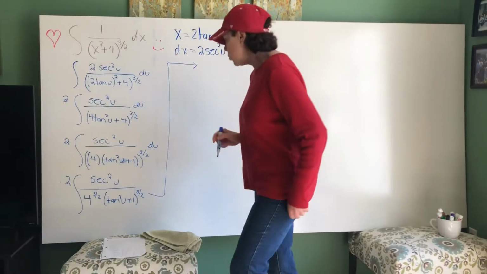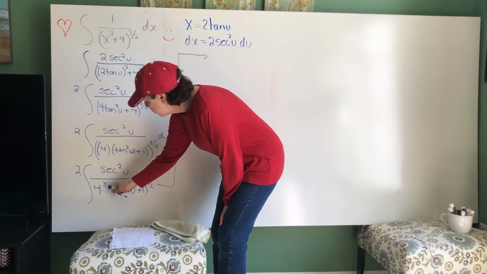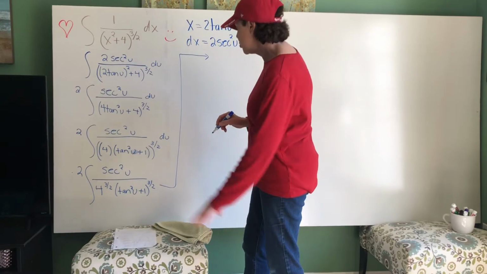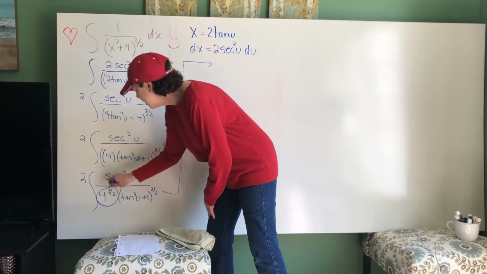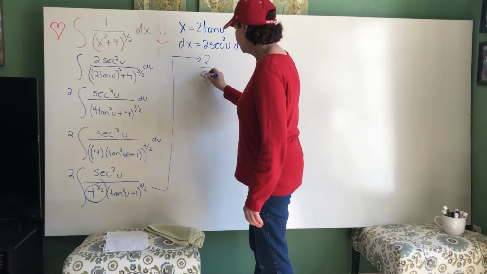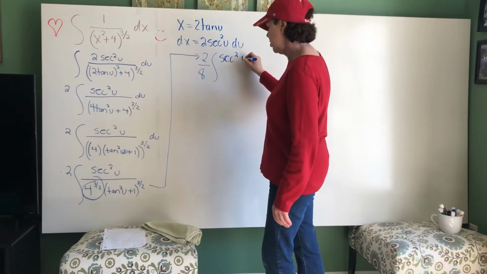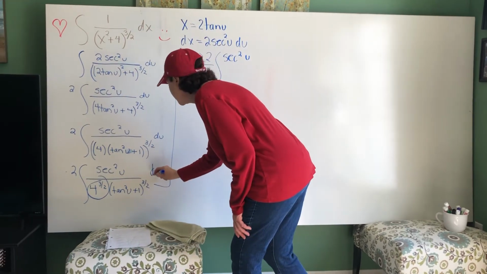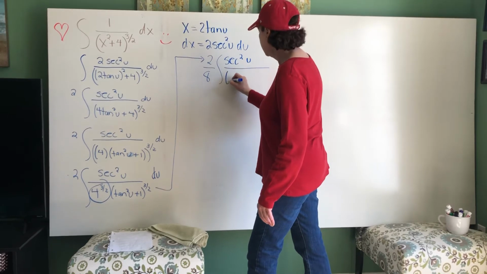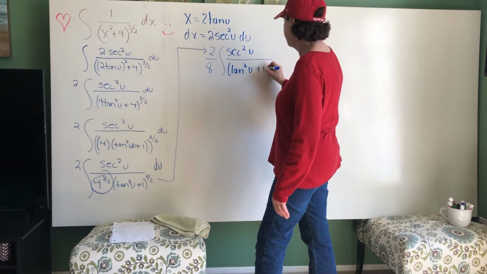Okay, notice then that 4 to the 3 halves, when I take the square root of 4, that is 2, and when I cube that, that is 8. So this is actually an 8 right here. So I have 2 8s, secant squared u, forgot my du there, Pam, can't forget my du, tangent squared u plus 1.